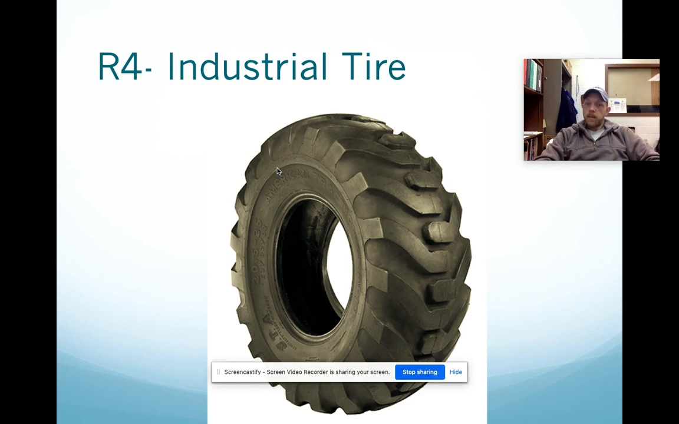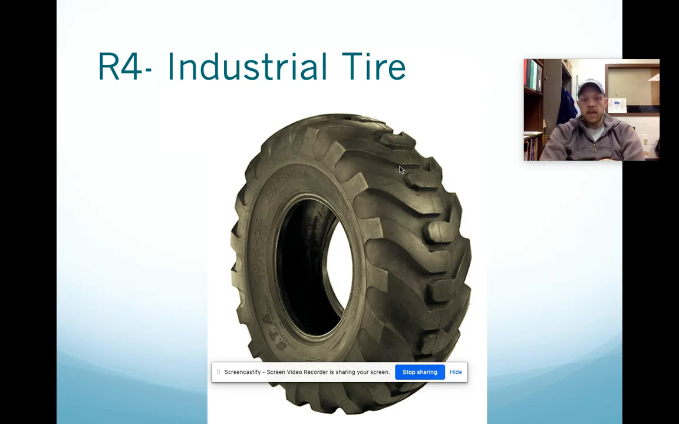So it looks very similar to the R1 in terms of that V formation, except these treads, the lugs, are pretty flat. When we talked about from the base of the tread attachment to the top of the tread, we are looking at maybe an inch on these industrial tires. And as they wear, they get pretty flat.